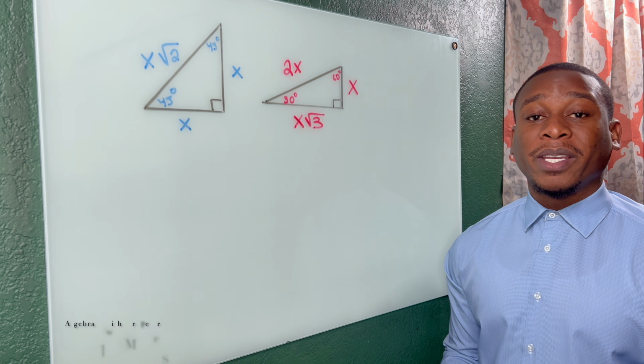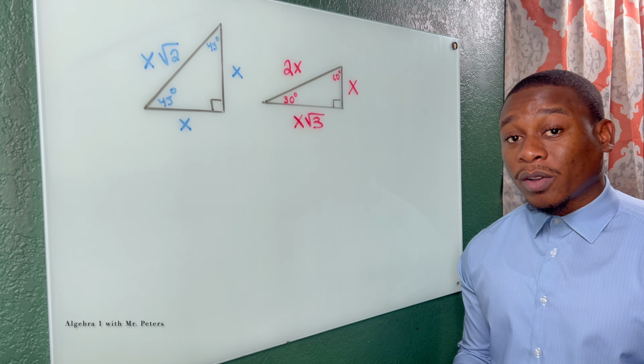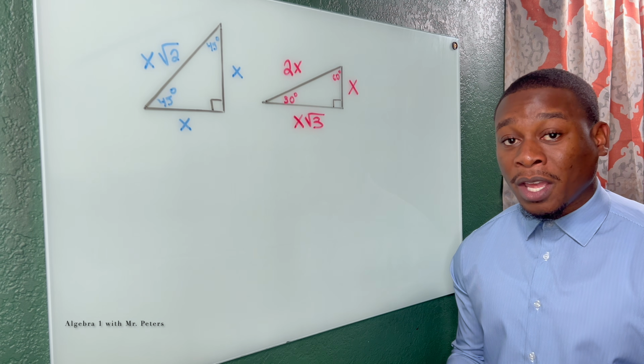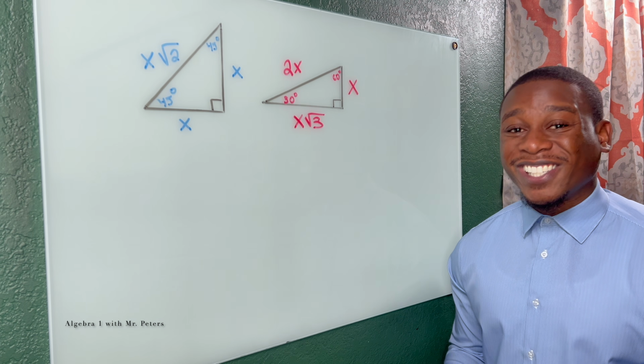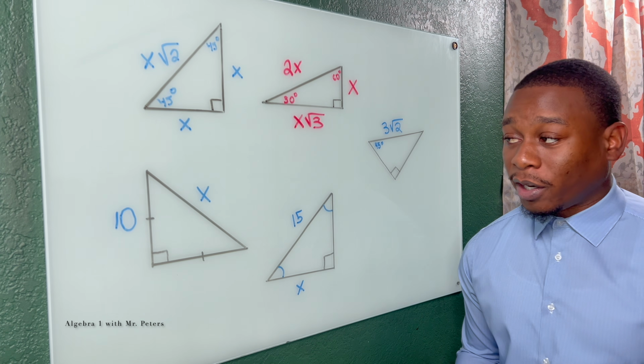What's good, math family? In this video, we're going to look at special right triangles and we're going to practice how to find the missing side lengths based on these special relationships. We're going to start off with the 45, 45, 90 triangle.